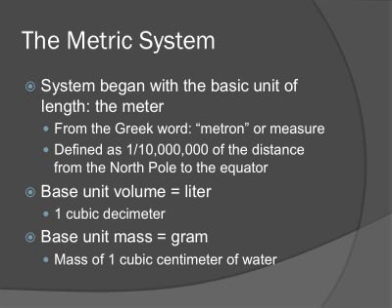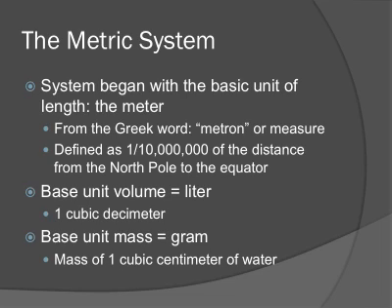So the metric system, the first one they came up with was the meter. This comes from the Greek word metron, which means to measure, and this is defined as 1/10,000,000th of the distance from the North Pole to the equator. So that's what a meter is actually defined as.